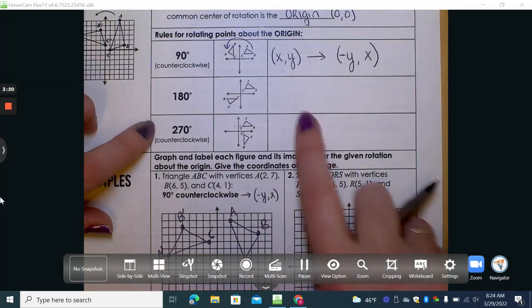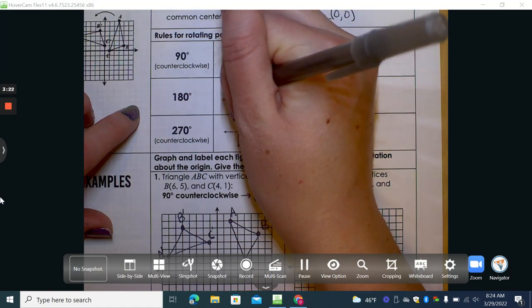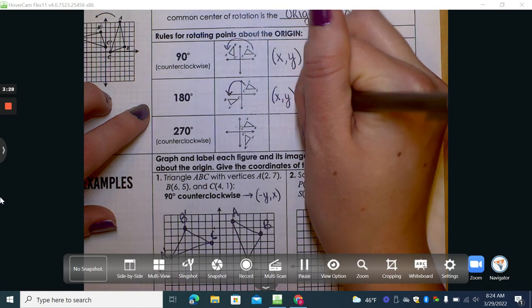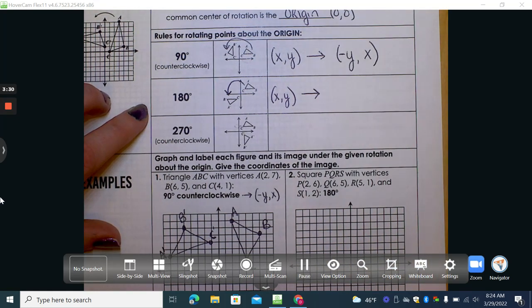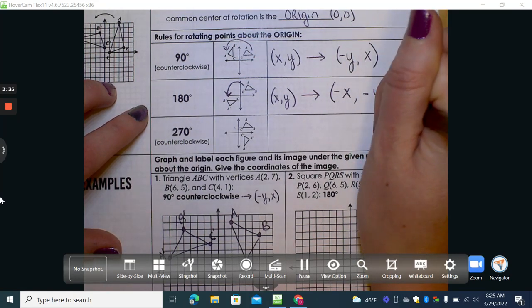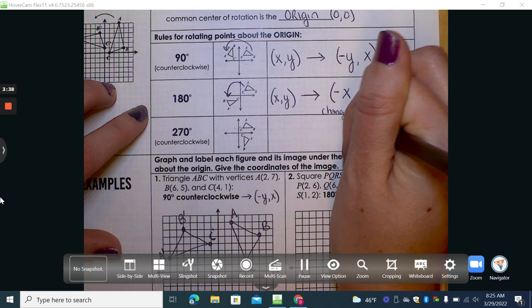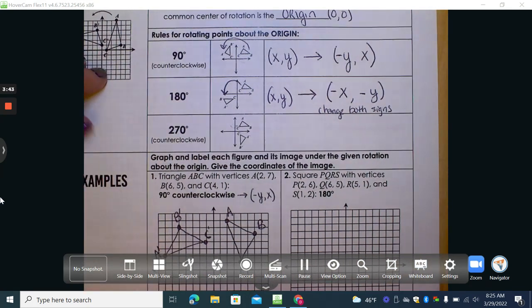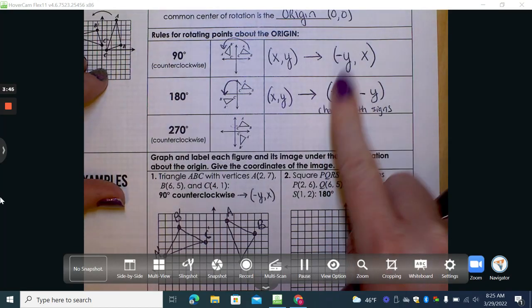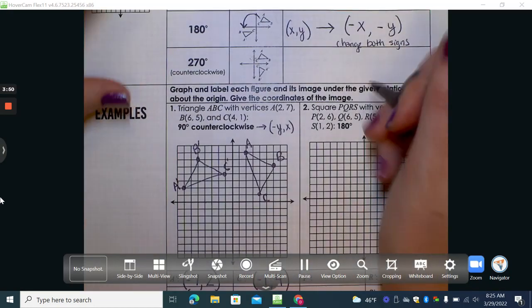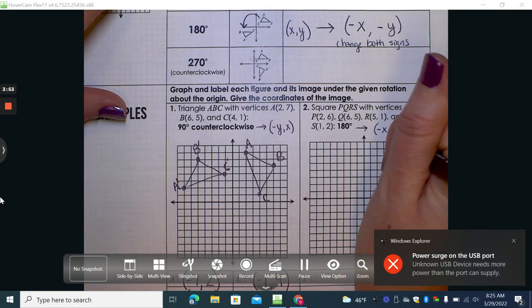Let's do 180 degrees. My rule for 180 degrees, again, we're going counterclockwise, we're going 2 quadrants that way. Anytime I'm given an ordered pair and I want to rotate it 180 degrees, all I'm going to do is take the opposite sign, change both signs. So if I had a negative here, it'd become positive. If I had a positive, it's going to become negative. So if I'm looking at number 2, 180 degrees, again, I'm changing my signs on both.